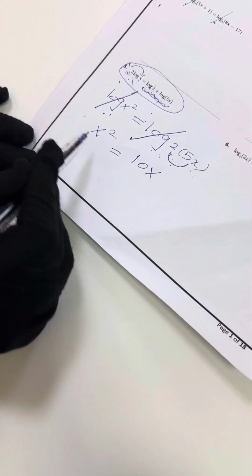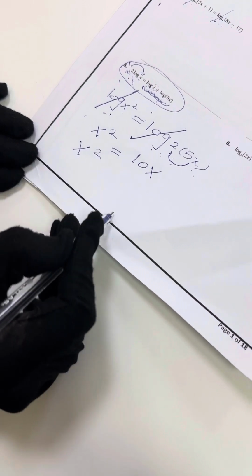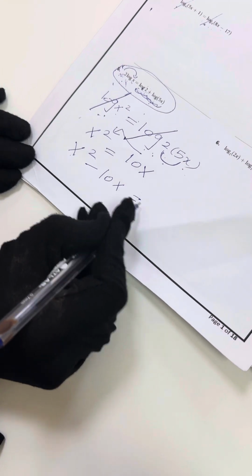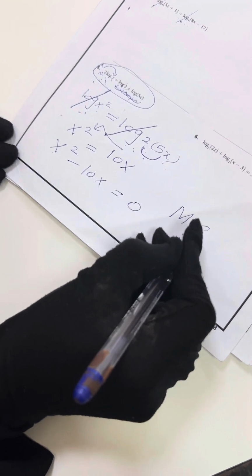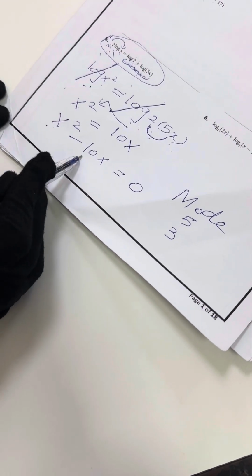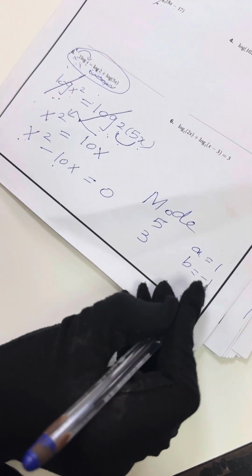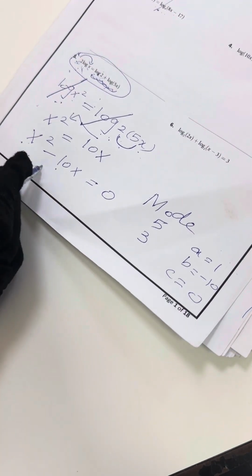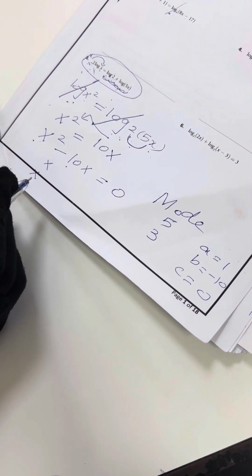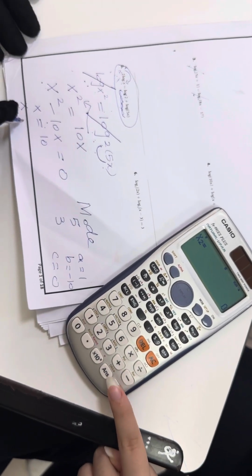Now this is not linear, this is a quadratic equation, and I told you whenever quadratic you have to make the equation equal to 0. So you will shift this here, it will be x square minus 10x equals 0, and then go to mode 5, 3. Here your a is 1, your b is negative 10, and your c is 0. A equal 1, b is negative 10, and c is 0. Give to the calculator and write the x answers. Okay, first answer is x equal 10, and what is the second answer?